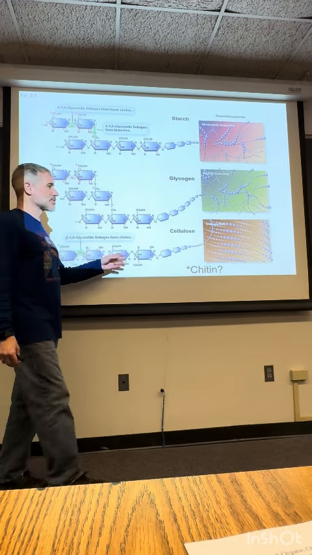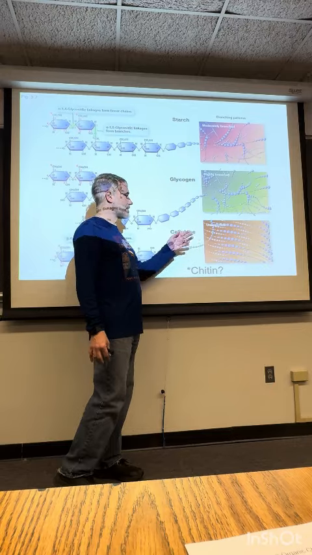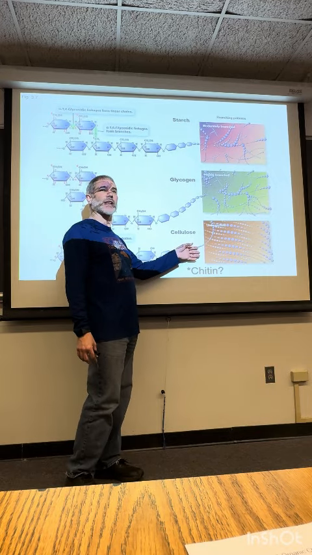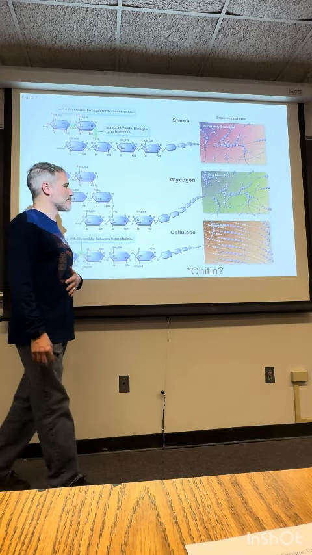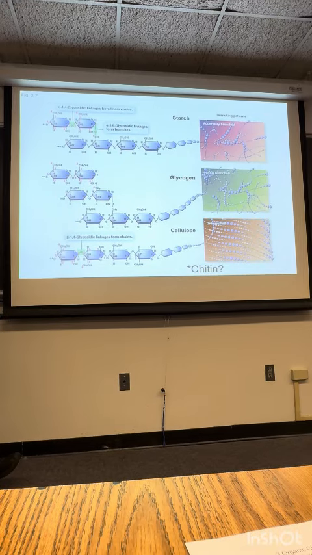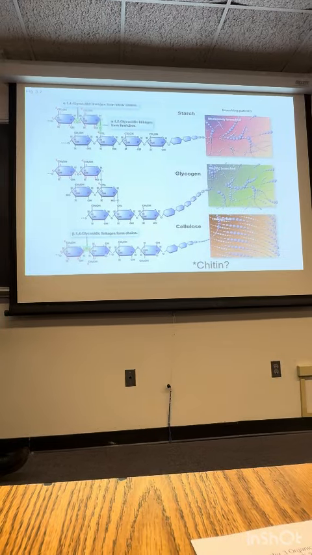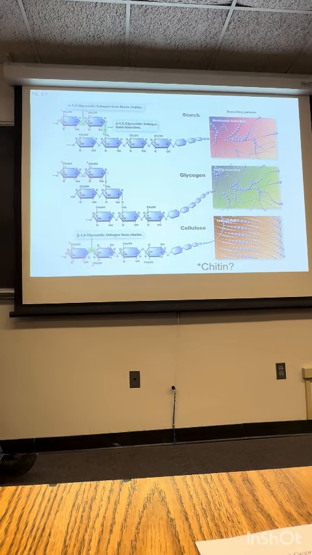But cellulose is the structural component of plants. Again, many vertebrates cannot take advantage of this unless they have microbes like bacteria in their guts that help them digest it. And then chitin is the exoskeleton of crustaceans, insects, and some fungi.